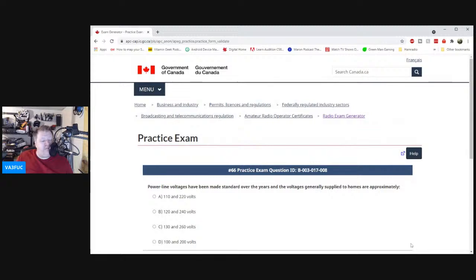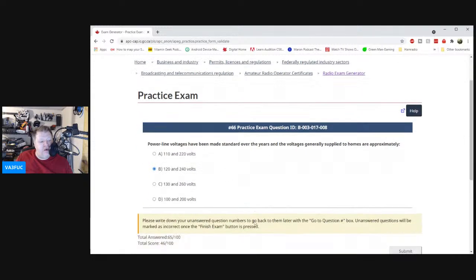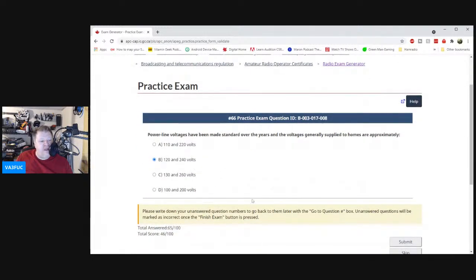Power line voltage has been made standard over the years, and the voltage generally supplied to homes is approximately 210 and 220, 120 to 240, 130 to 260, 100 to 200. I believe it's 110 to, say, 220 to 240.